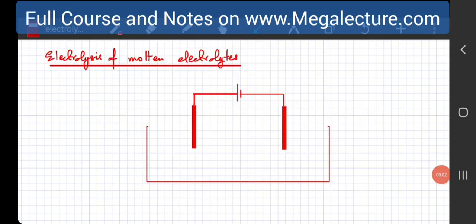Now let's begin the first type of electrolysis, which is the electrolysis of molten electrolytes. This is obviously happening at very high temperatures. You're taking ionic compounds, heating them and melting them so that the ions are able to move around. Now this is your typical electrolysis diagram.